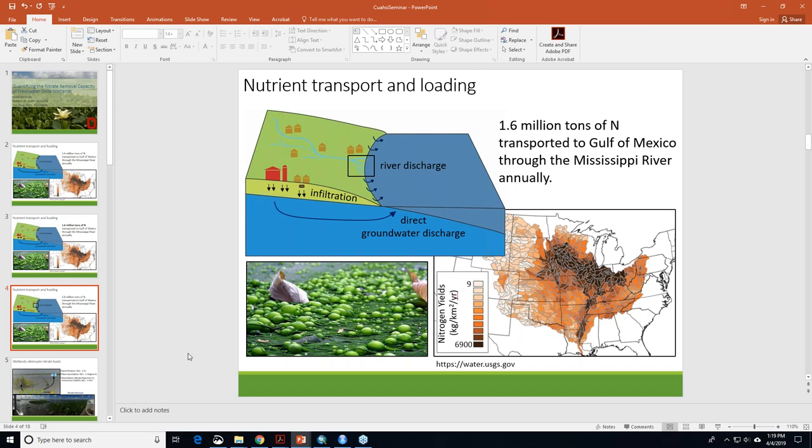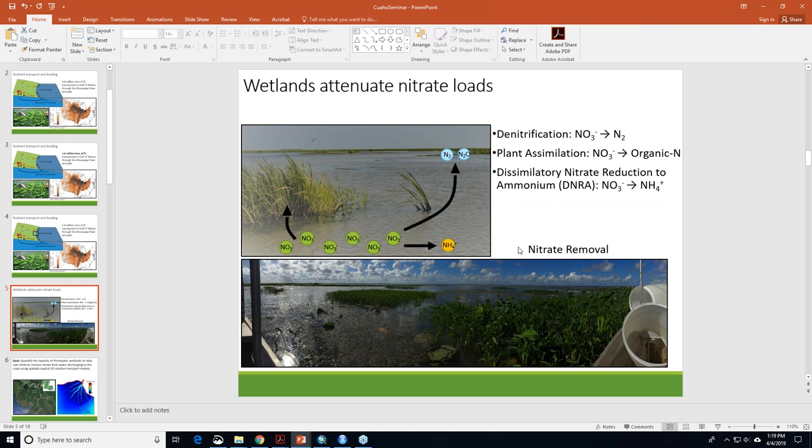So we know that wetlands are pretty good at removing some nitrate. They do this through a bunch of different mechanisms. Kyra talked about denitrification, where nitrate is converted to nitrogen gas. It's an anaerobic process. We could have plant assimilation, where the plant takes up the nitrate and stores it as organic nitrogen in its biomass. Or we could have dissimilatory nitrate reduction to ammonia, or DNRA, where nitrate is converted into ammonium.